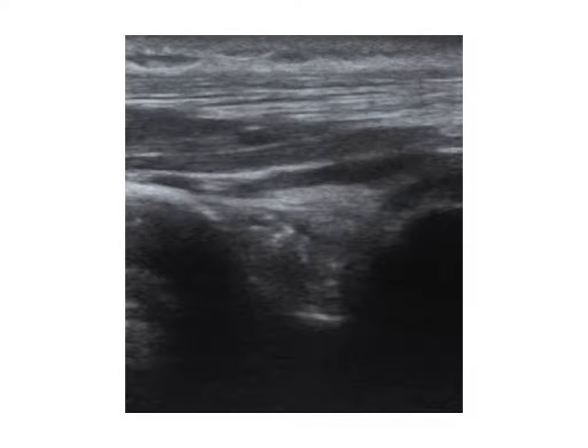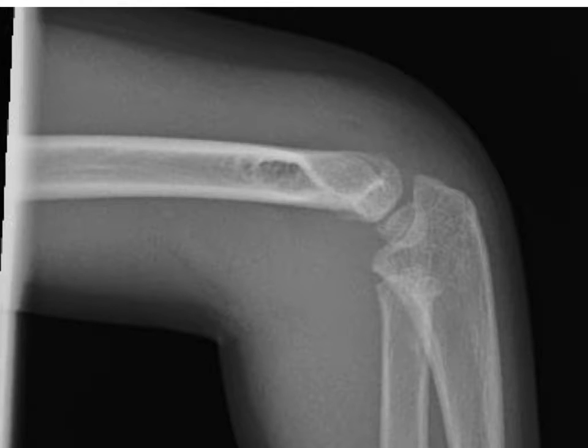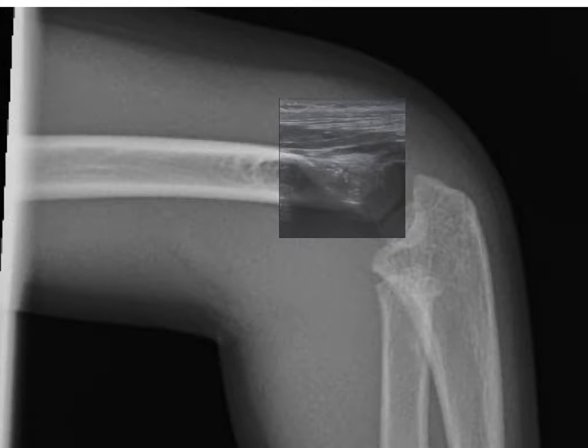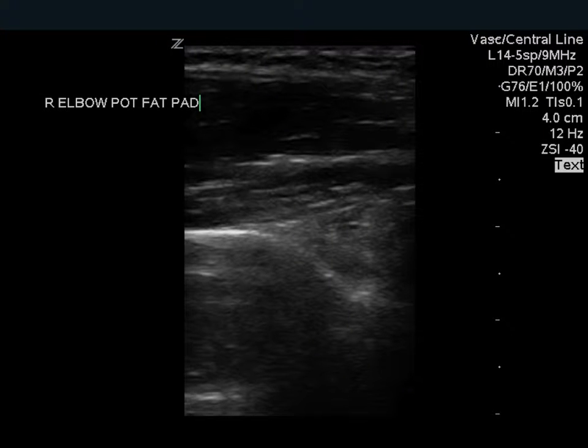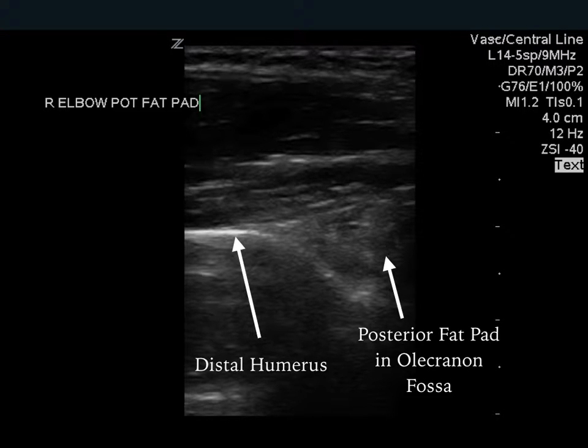Now, this is the ultrasound image we want, and this is its location relative to a radiograph of the distal humerus. Again, here's the distal humerus, the posterior fat pad within the olecranon fossa, and the triceps muscle with overlying subcutaneous tissue.